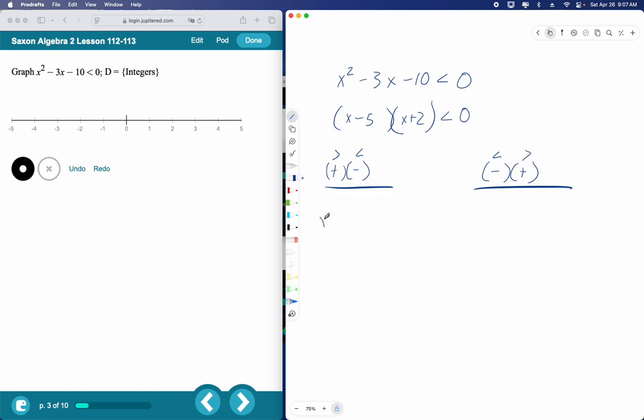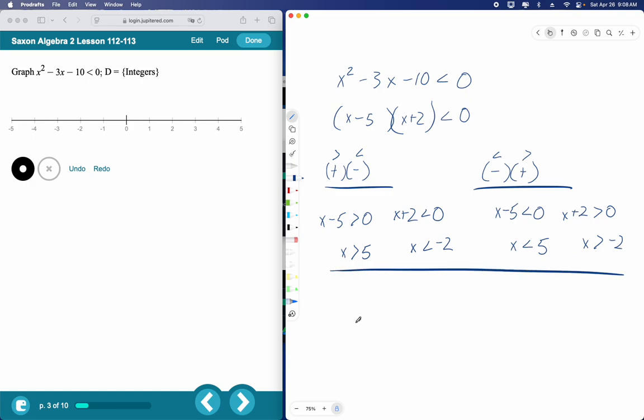So x minus 5 is going to be greater than 0, and x plus 2 is going to be less than 0. Or x minus 5 less than 0, and x plus 2 greater than 0. Now we just solve: x greater than 5, x less than negative 2, or x less than 5, x greater than negative 2. Now we just substitute in.